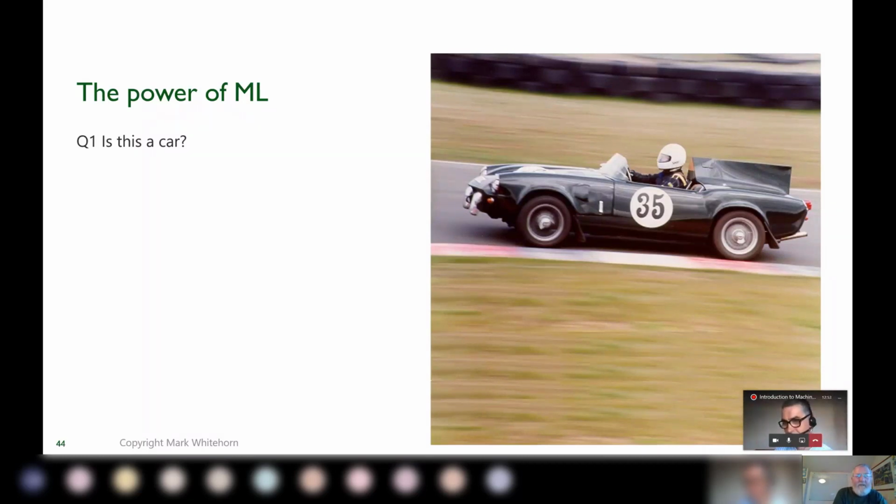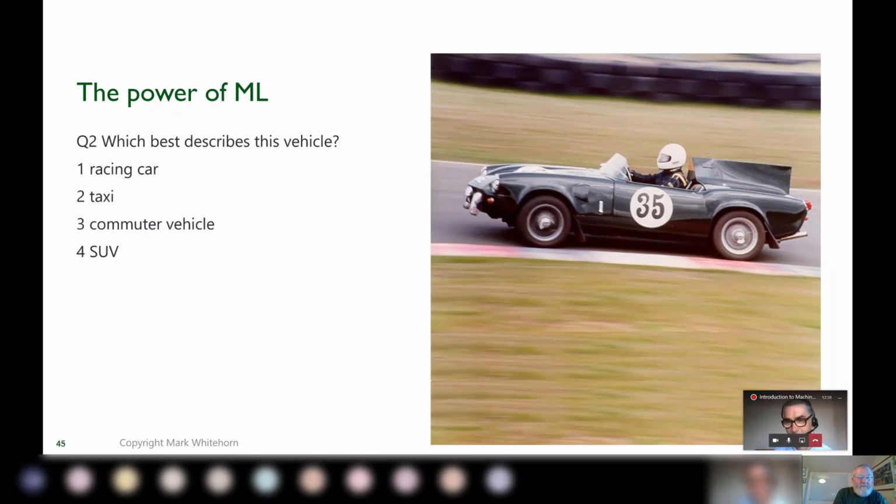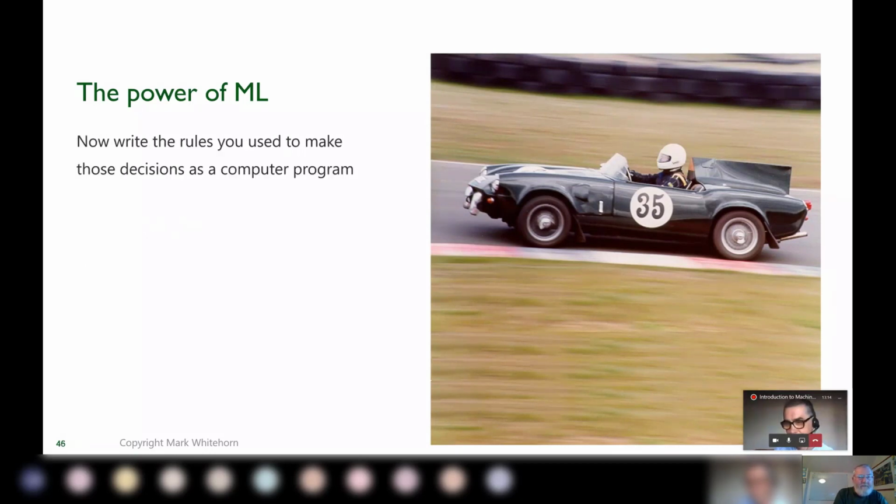Another question coming. Are you ready? 3, 2, 1. Well, it's not a taxi, is it? I mean, look at it. You're not going to commute in that. It's not an SUV. It's obviously a racing car. It's got big numbers on it. You found that, I hope, very easy to do.